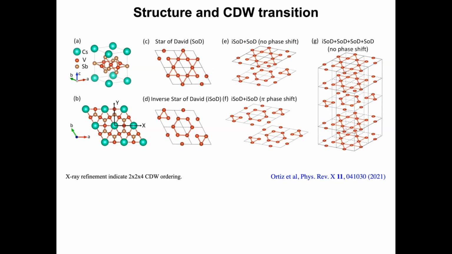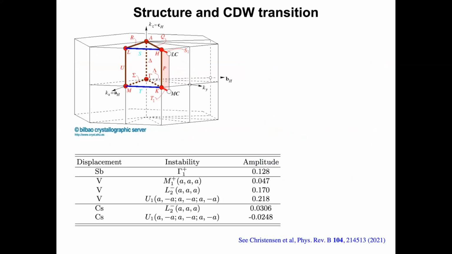And it turns out that some metals like cesium create this 2x2x4 CDW structure. Others create a bilayer structure. And I think we understand why this happens as well. So I'll talk about that briefly.